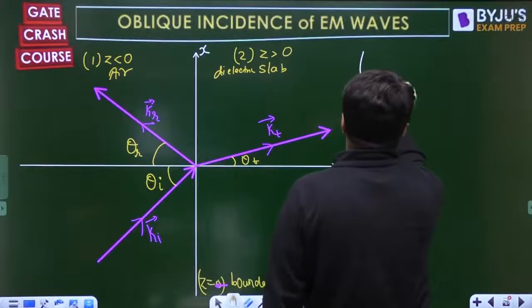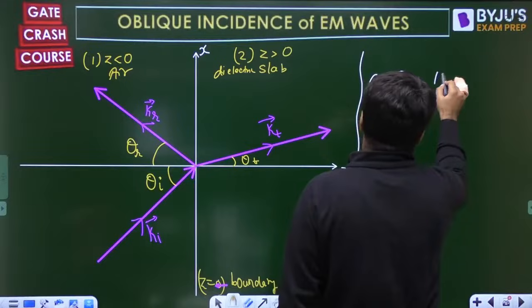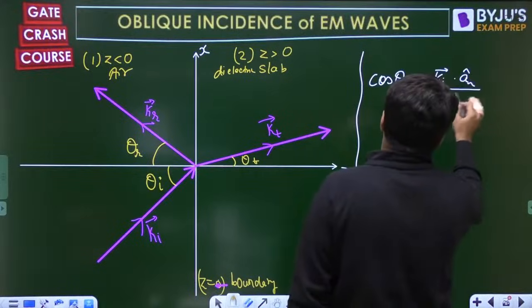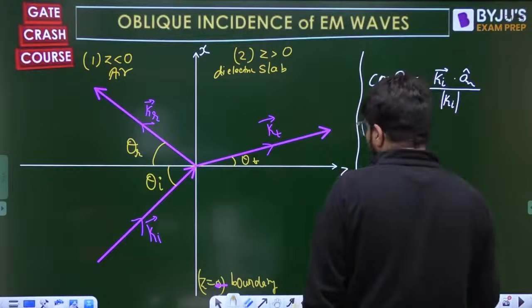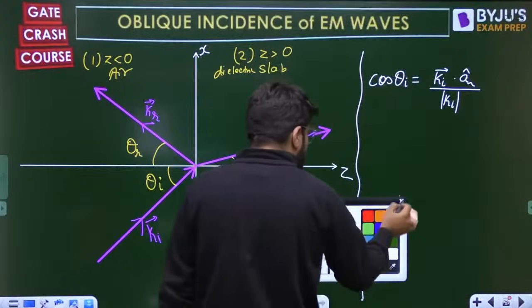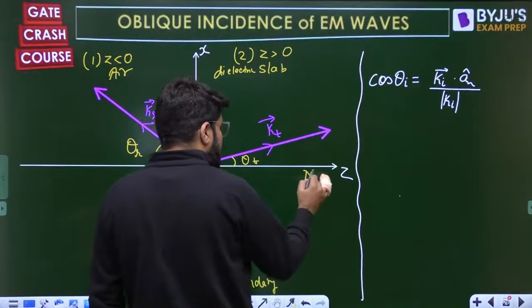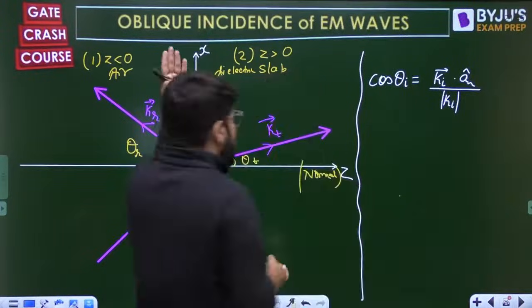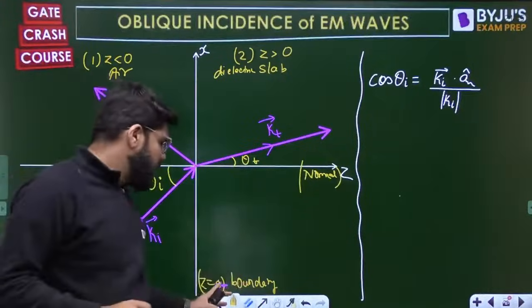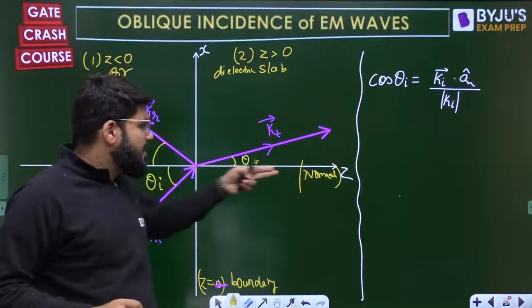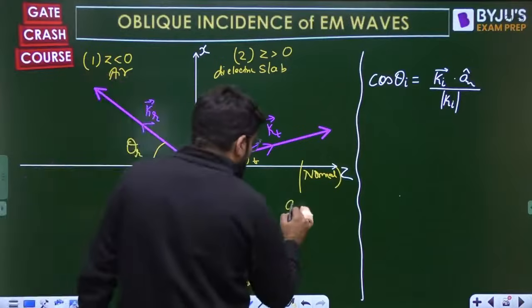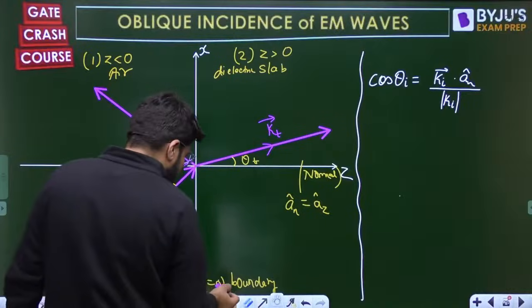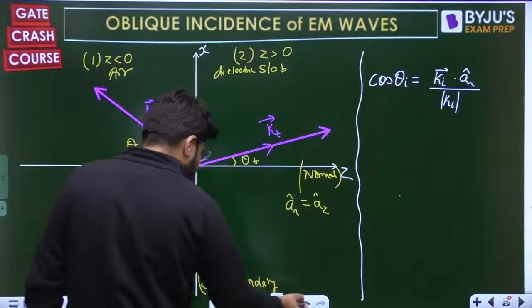As I told you, the formula is cos of theta I equals ki dot an cap divided by modulus of ki. Now what is an cap? An cap is a unit vector normal to the boundary. The xy plane is the boundary, z equal to 0 means the xy plane, and this is the vector normal to it. So the normal direction an cap is simply equal to az.